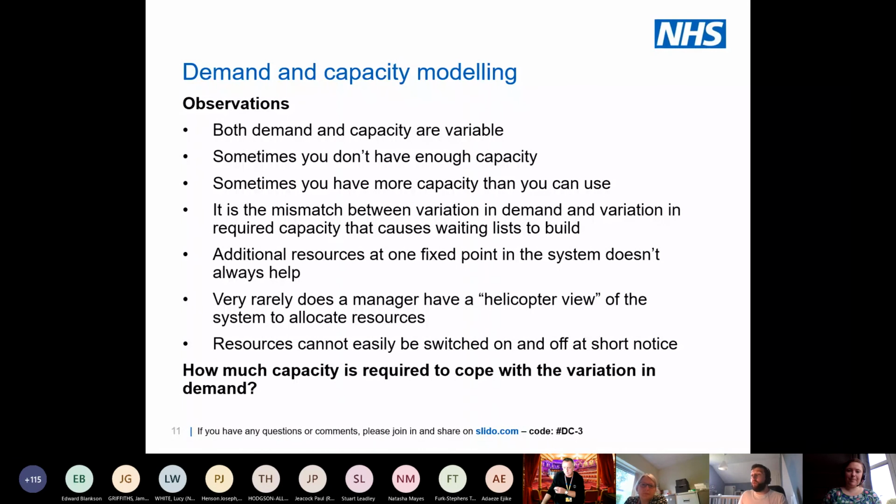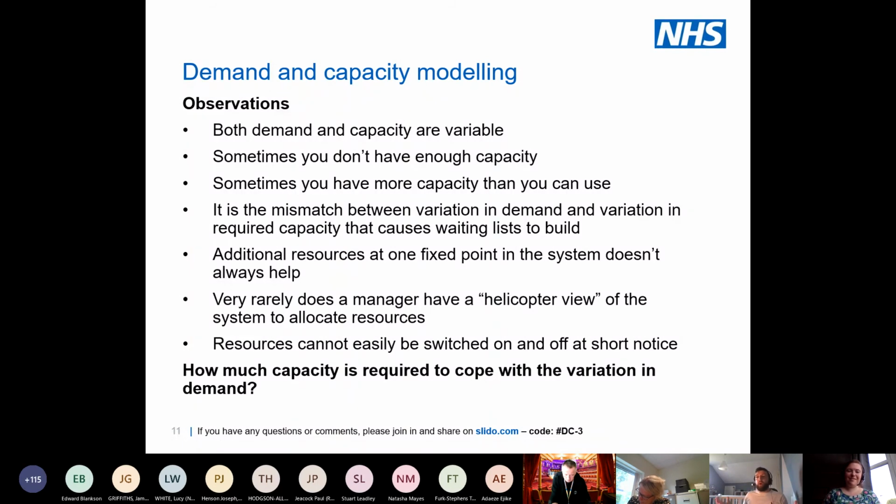So do have a go with this on the e-learning for healthcare website. It can be quite a good competition, to see who can get the most patients treated, especially when you get to drag the resources around. But it's quite a good demonstration of that variability.